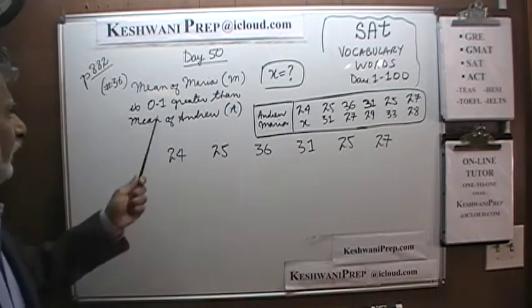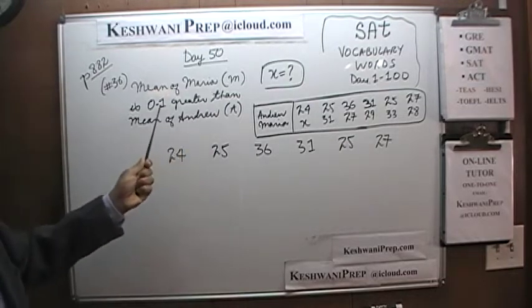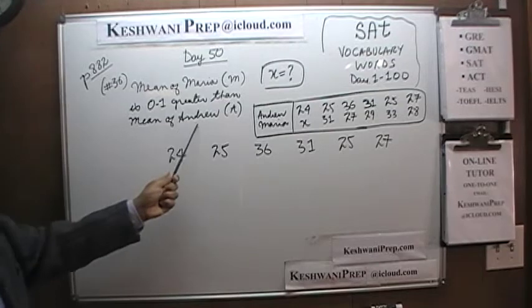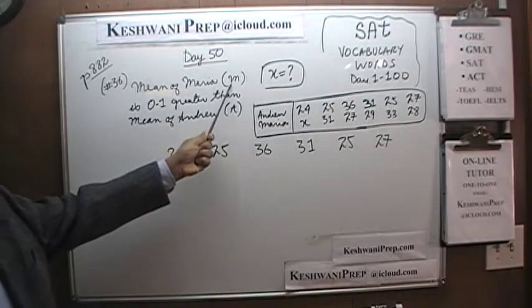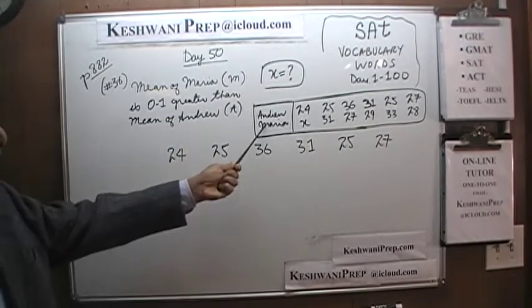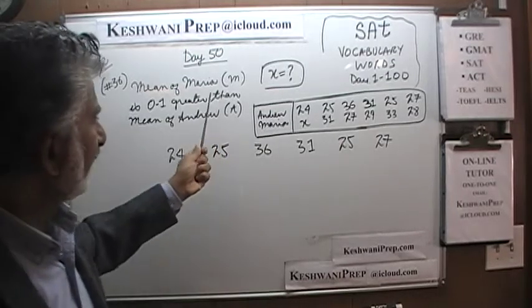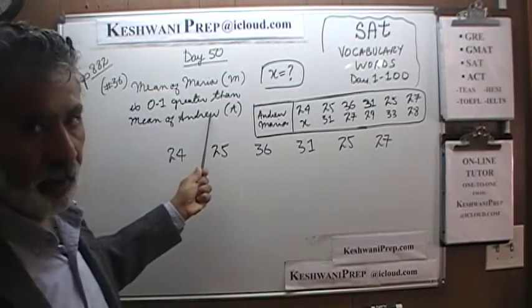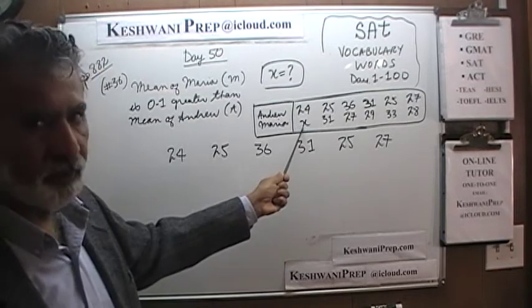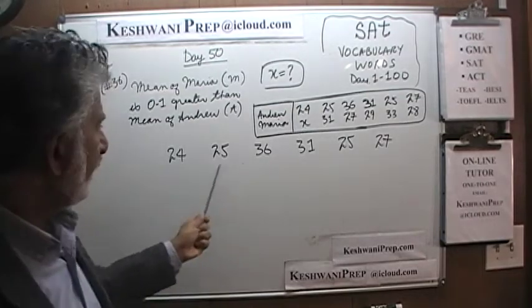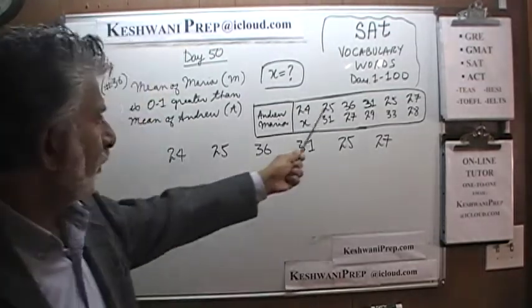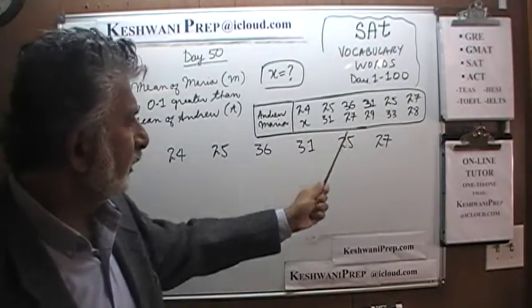Number 36, we are told that the mean of Maria is 0.1 greater than the mean of Andrew. We are using M to represent the mean of Maria and Andrew here. And these are the observations. Based on the fact that Maria's average is 0.1 greater than Andrew's average, the question simply is what's the value of X. So here you find all the entries for Andrew: 24, 25, 36, 30, 31, 25 and 27.